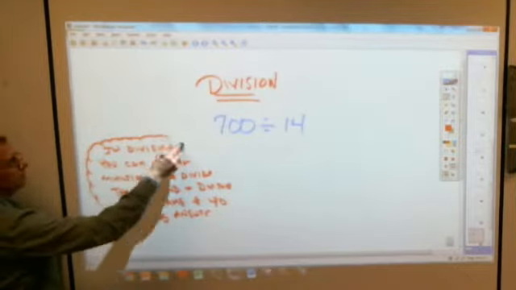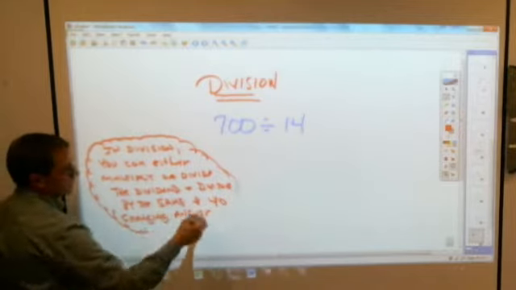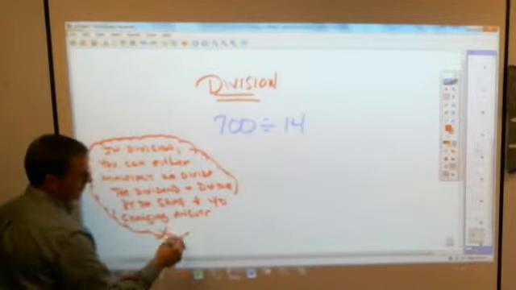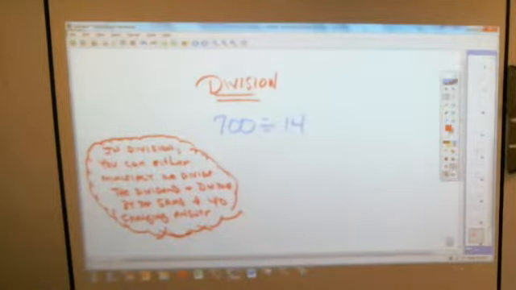In division, you can either multiply or divide the divisor and the dividend by the same number, and you'll still get the same answer when you do the problem.